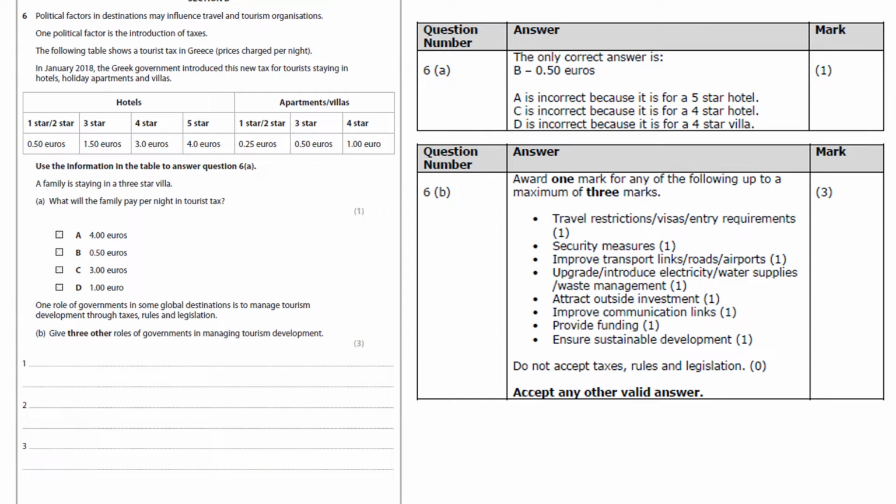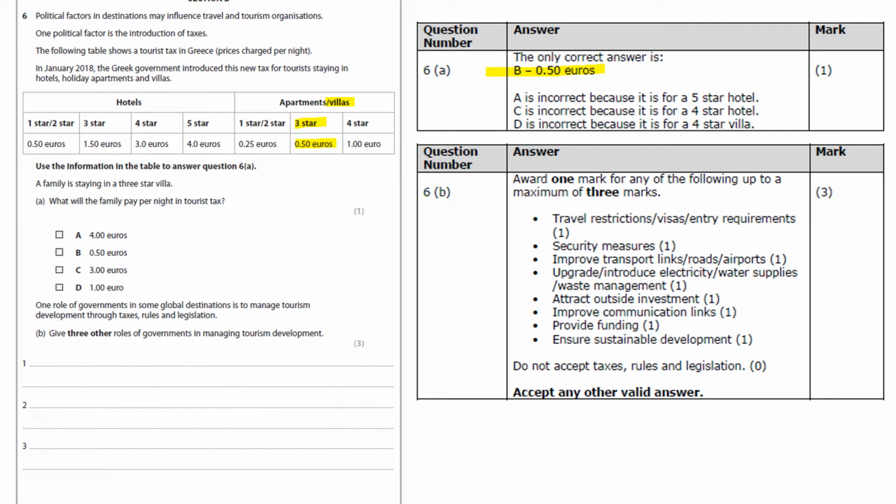Okay, so this is question 6. It starts off with a bit of maths. If we have a look at the question, it says political factors in destinations will influence travel and tourism organisations. One political factor is the introduction of taxes. The following table shows a tourist tax in Greece. In January, they introduced a new tax for tourists staying in villas, hotels, etc. Use information in the table to answer below. For a family staying in a 3-star villa, how much will the family pay in tourist tax? Again, it is really just asking you to look at the table. There's villa, there's 3 stars, and there's the answer, 0.50. If we look over here, you'll see that's right. I think pretty much everyone got that one right, so we'll skip quickly.